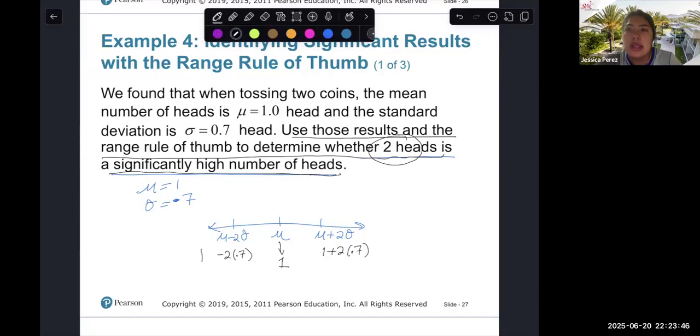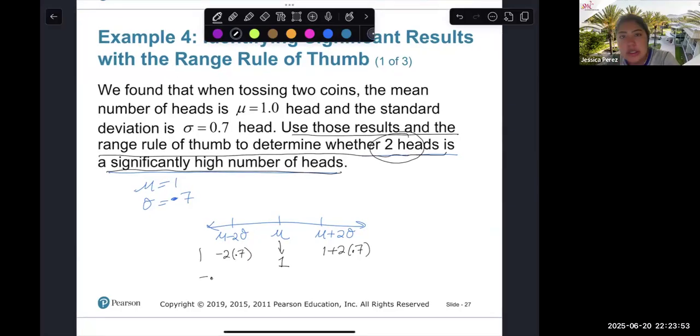So then we're going to calculate what's 1 minus 2 times 0.7. That's negative 0.4. And then this is 1. And then we have 1 plus 2 times 0.7. That's 2.4. So where does 2 lie? Actually, 2 will lie here, which is not above or below. So 2 is not significantly high.